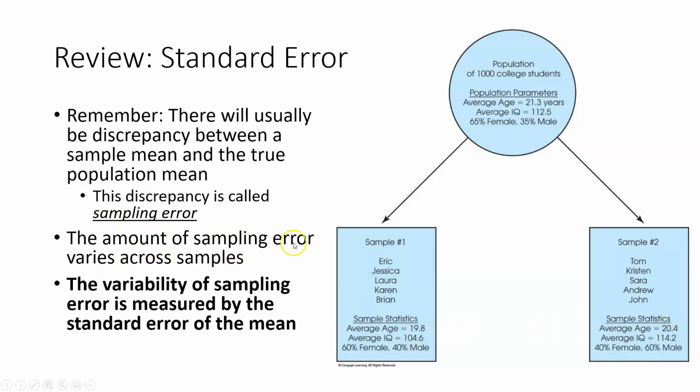So the amount of sampling error, the degree of difference between the mean of one sample compared to the population and the mean of another sample compared to the population, is going to differ. It varies. And the variability among those different samples, the variability of sampling error, is measured by the standard error of the mean. So what we've been computing over and over again and demonstrating as sigma sub m, the standard error of the mean, is a reflection of the variability of sampling error, of how wrong we are.